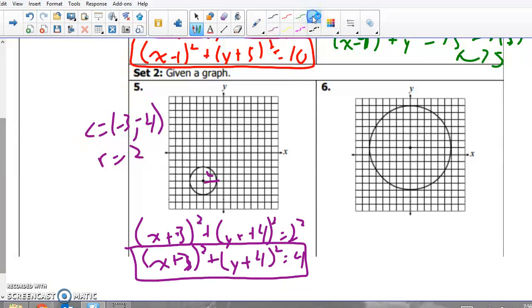Alright, so the answer that you should have gotten for number 6 is the following: x squared plus y minus 1 squared equals 36. So if we count this, this is our radius of 6. There's my center. My center is at 0, 1. Remember I told you if you get that minus 0, you get rid of the 0 part and just leave it as the letter squared.